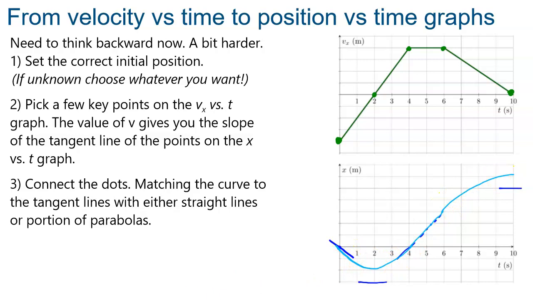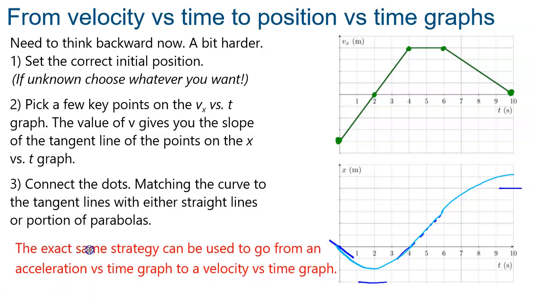So to summarize, it's similar to what we did before. The extra step is that at the beginning you have to choose where you start, or if it's given in the problem, just start from that position. Then choose a couple of key points, and then it's thinking backward. The value on your velocity graph gives you the slope of the tangent line on your position graph. So you have to go and just connect the dots afterwards using straight lines or parabolas.